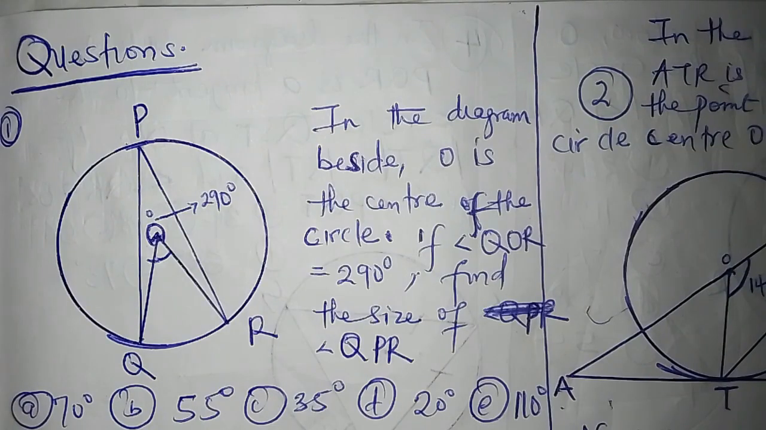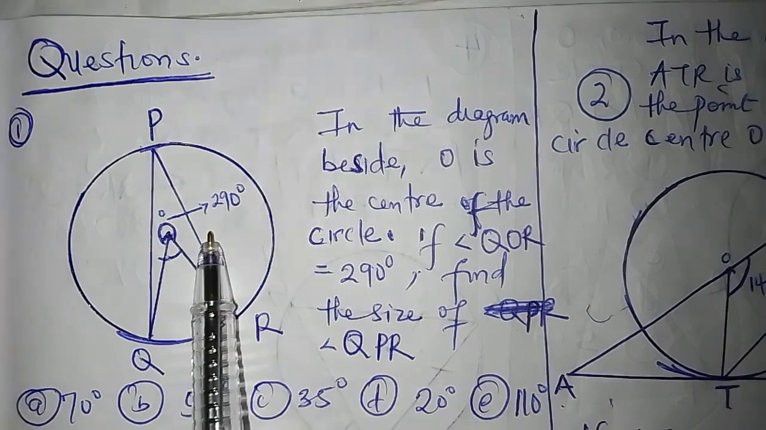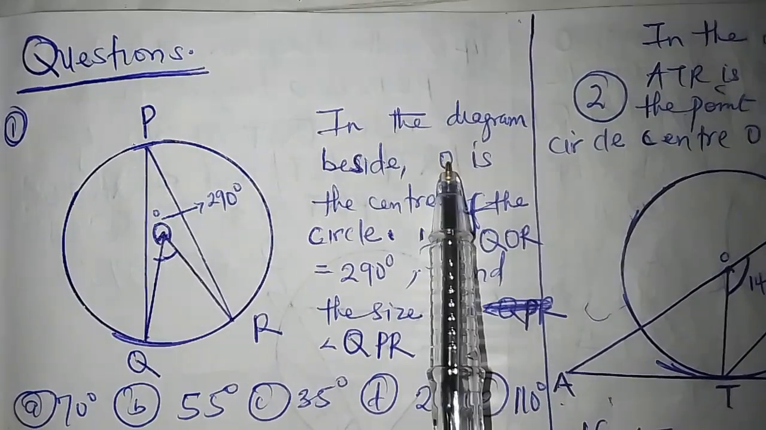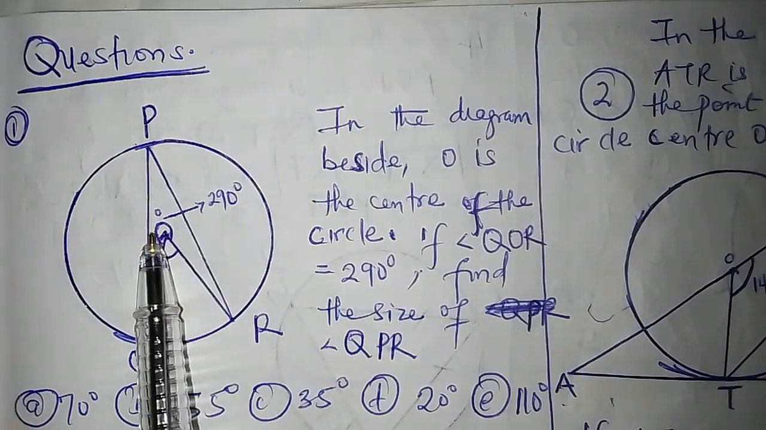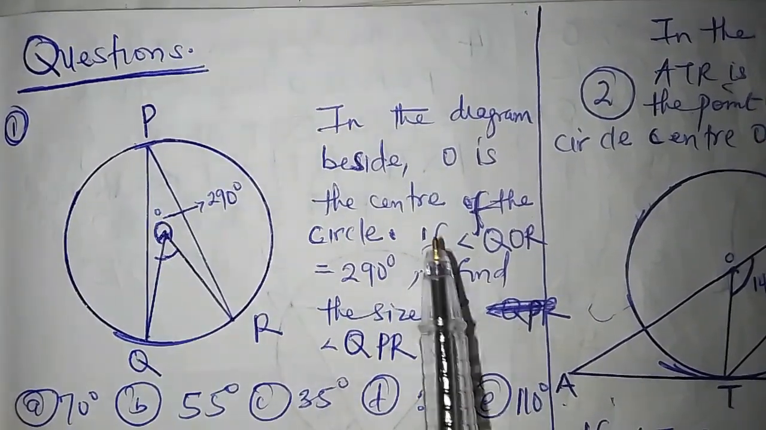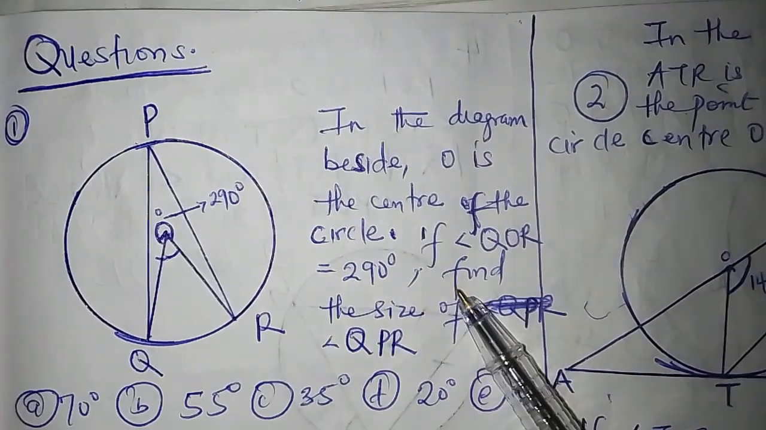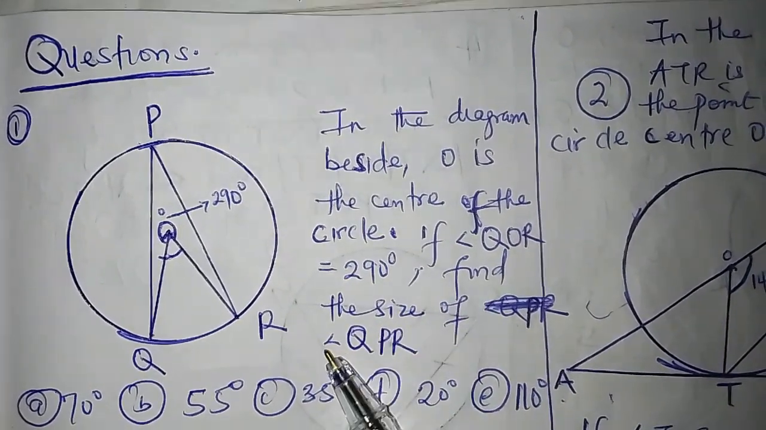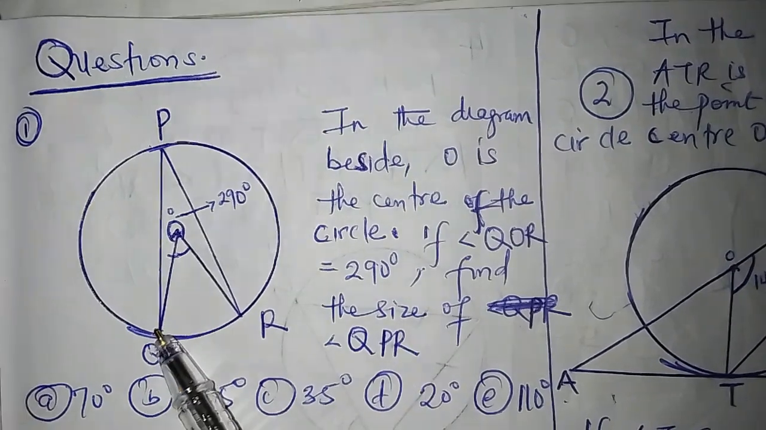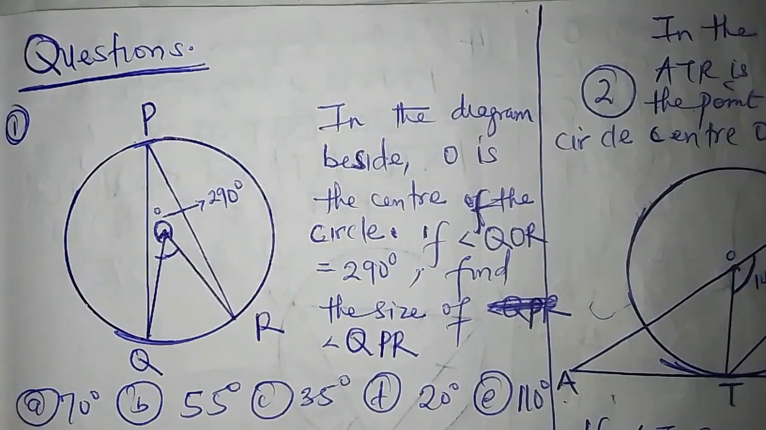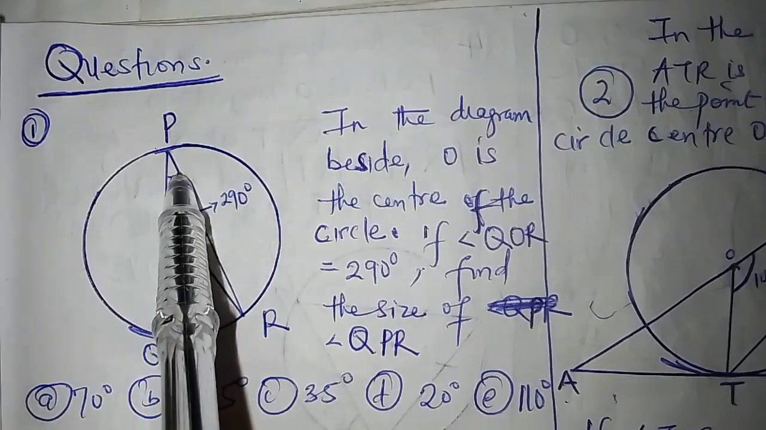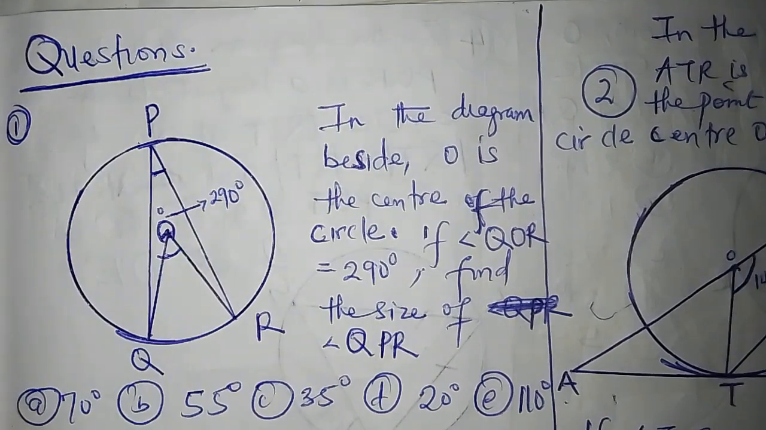Okay, so let's start with this very question. Question 1. In the diagram beside, O is the center of the circle. If angle QOR is 290, we are asked to find the size of angle QPR. That's this very angle that is here. That's the size we are asked to find.